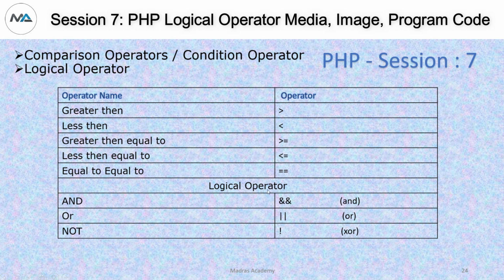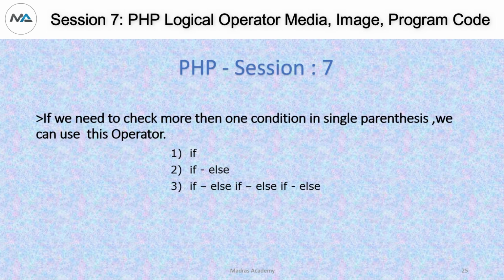What are the logical operators? We have and, or, not. We can write them in words as well as symbols. And how to use these, we'll see. If we need to check more than one condition in a single parenthesis, we can use these operators.